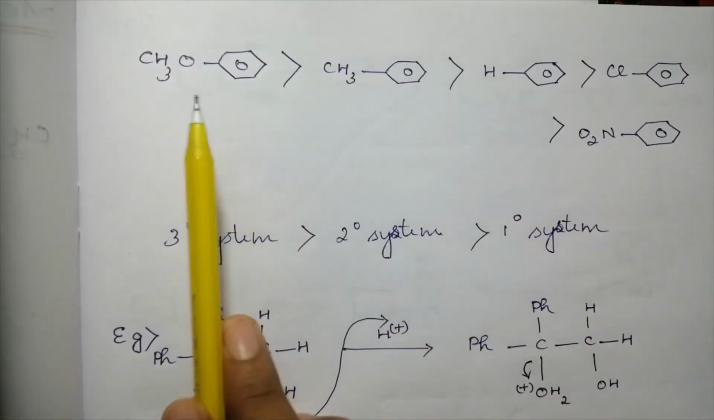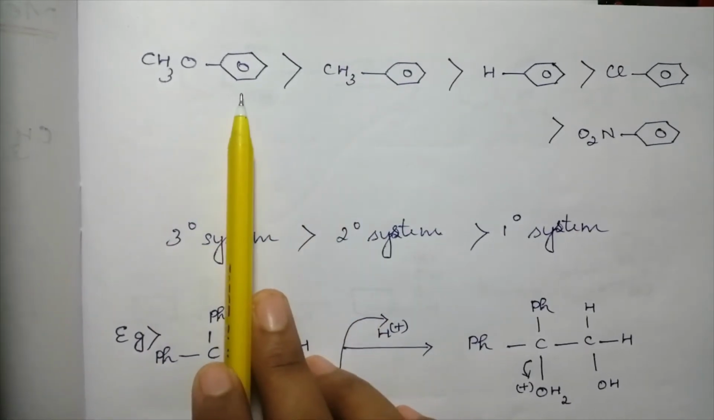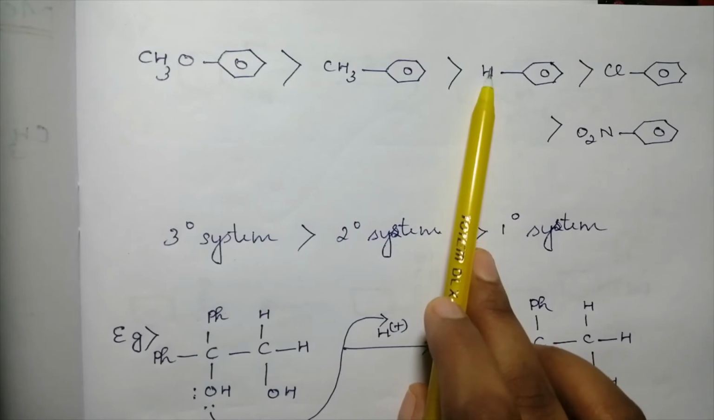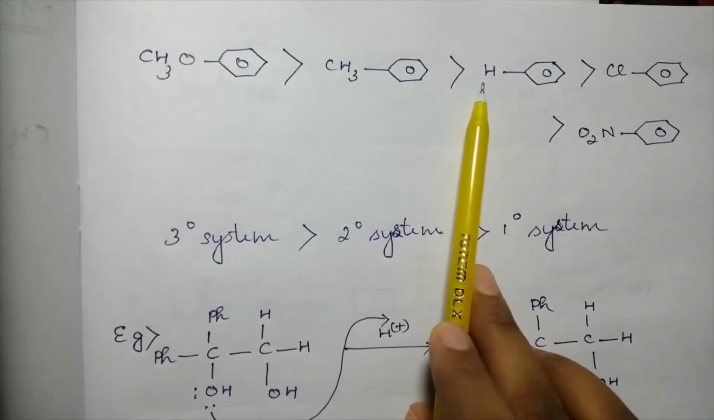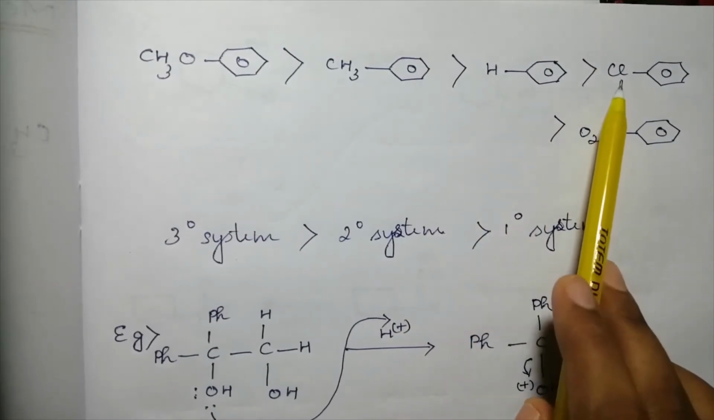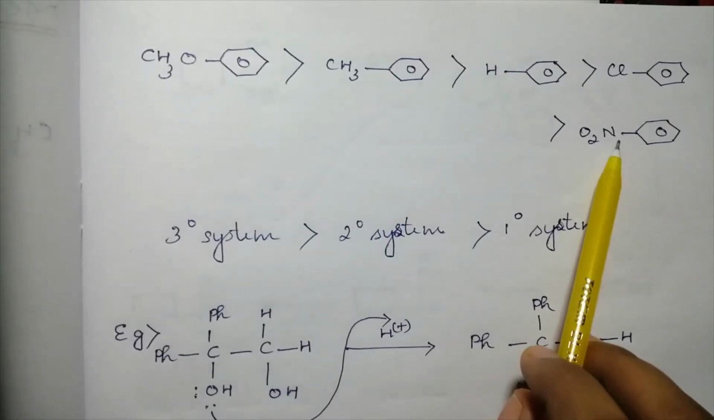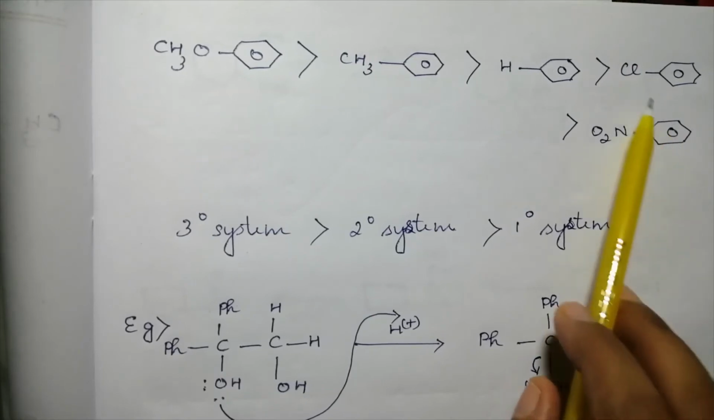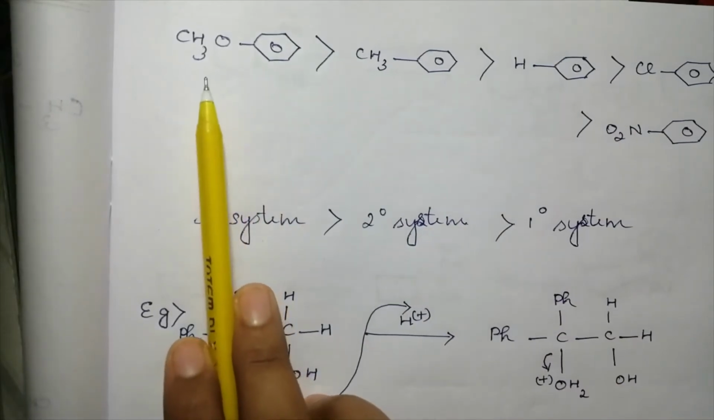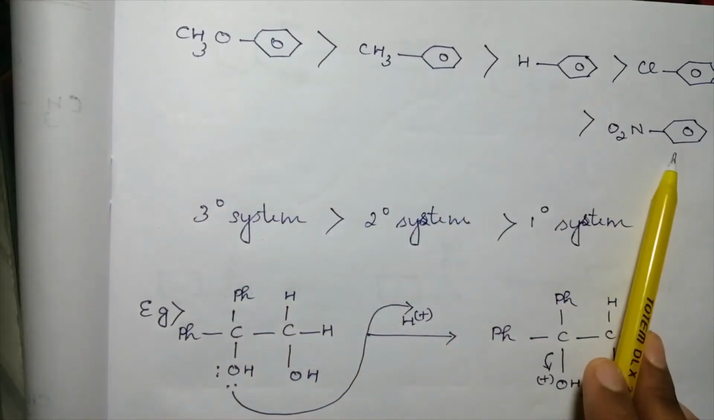That is, electron donating groups such as OCH3 or CH3, when attached to the phenyl ring, give a higher migratory aptitude. A simple phenyl group with just hydrogen and no other substituent has a lower migratory aptitude, whereas groups such as Cl and NO2 are electron withdrawing groups, so these have the least migratory aptitude. They cause migration of the phenyl group to a much lesser extent compared to OCH3 or CH3 groups, which have high migratory aptitude. This is in the case of phenyl rings.